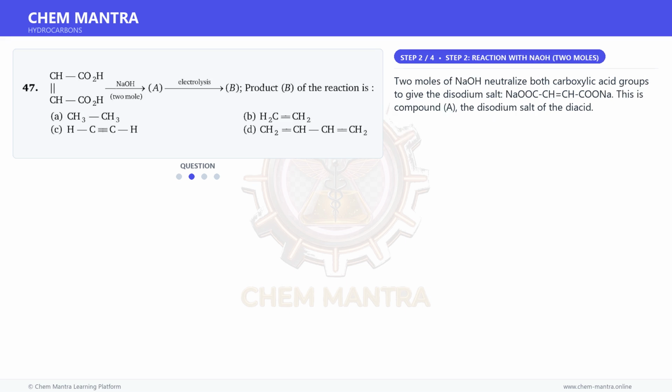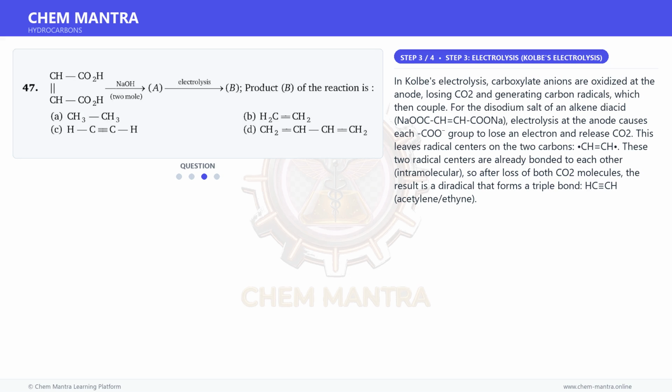Moving on to the next step. 2 moles of NaOH neutralize both carboxylic acid groups to give the disodium salt NaOOC-CH=CH-COONa. This is compound A, the disodium salt of the diacid. Moving on to the next step.